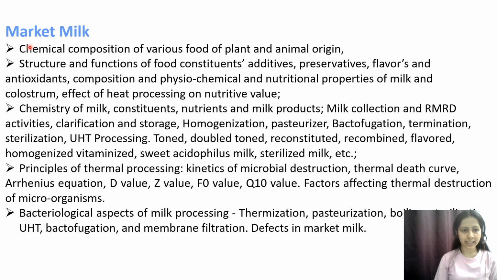Under milk processing, you have to go through the chemical composition, various types of foods of plant and animal origin, the chemical and functional properties of food constituents, what additives, preservatives or flavors are being added, the chemistry of milk, its constituents, nutritive values of milk products, milk collection and RMRD activities, that is raw milk reception dock activities, clarification, storage, homogenization, pasteurization, UHT processing. Then the types of milks being processed, that is double toned, reconstituted, recombined, flavored, homogenized, vitaminized milks. So here it's fat percent, SNF percent.